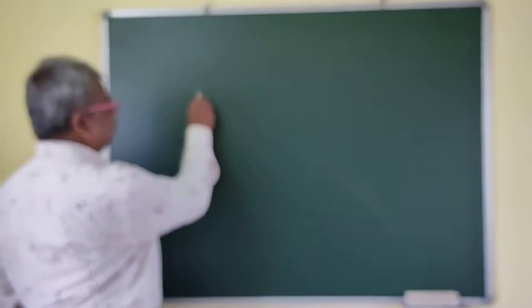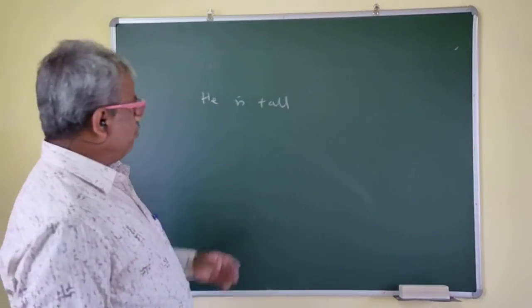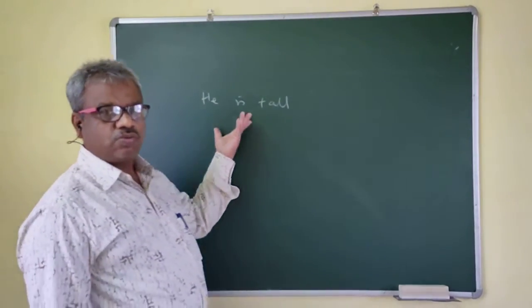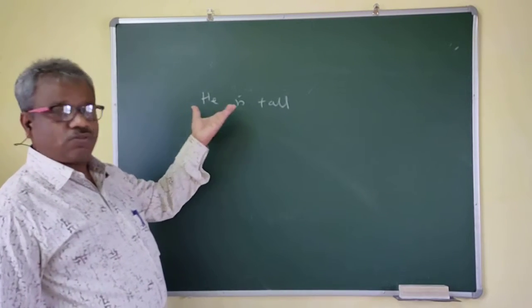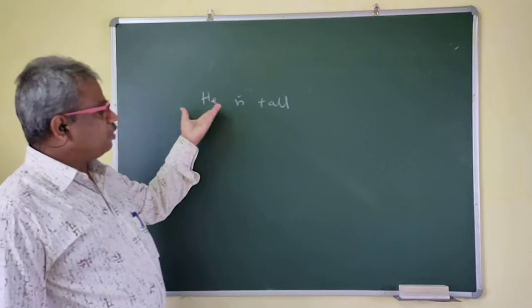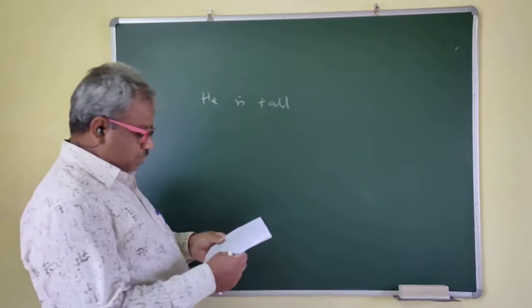So, he is tall. He is tall. Who is he? We don't know. The particular person is not known to you. He is not in front of you also. So we don't know who he is. That means this is not a statement.